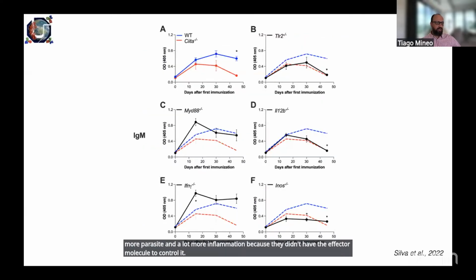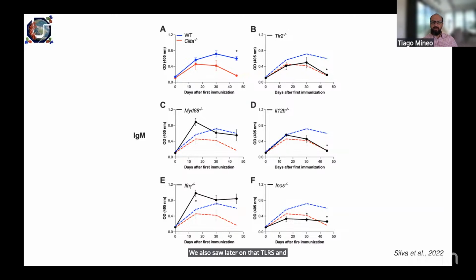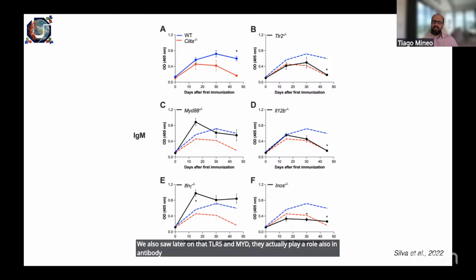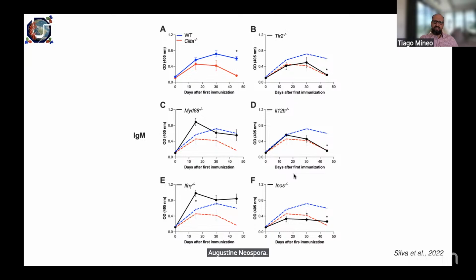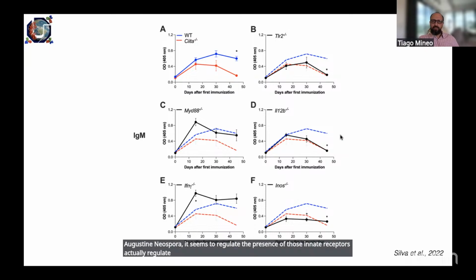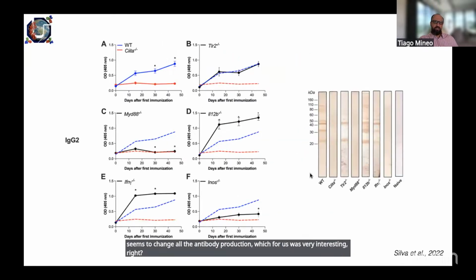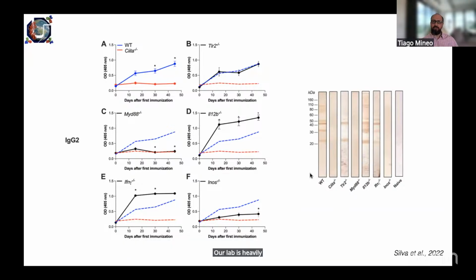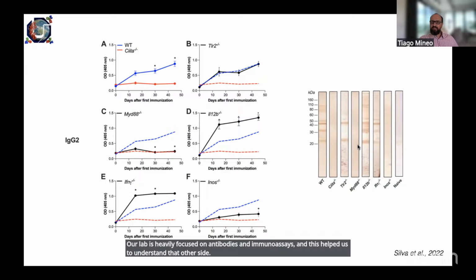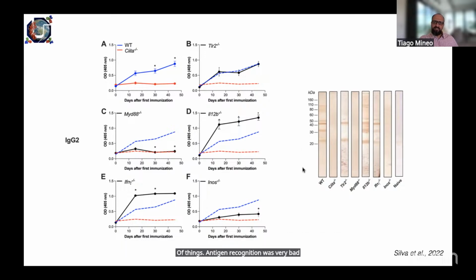We also saw later on that TLRs and MYD88 actually play a role in antibody production against Neospora. It seems those innate receptors regulate the production of IgM and IgG antibodies. We analyzed the whole Th1 pathway from TLR2 to MYD88 to iNOS, and it seems to change all the antibody production, which for us was very interesting, right? Our lab is heavily focused on antibodies and immunoassays, and this helped us understand that other side of things. Antigen recognition was very bad also in these knockout mice.